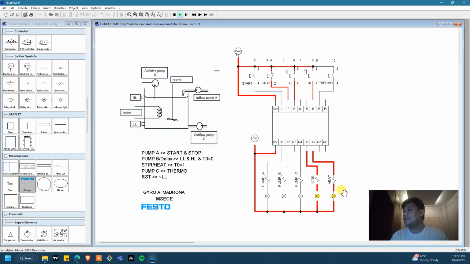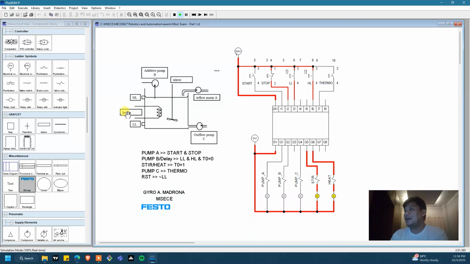After 10 seconds, your mixture, that is your liquid and some additives, will be heated. So your stirrer and heater will be activated, and that is only up to 60 degrees. After 60 degrees, of course, your heater and stirrer will be deactivated. It will turn off. To simulate that one, let's say the temperature inside the tank is now 60 degrees.